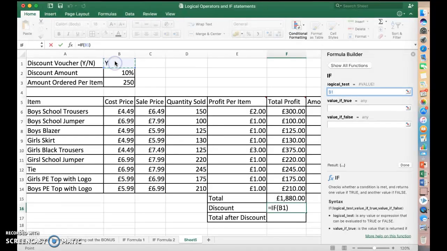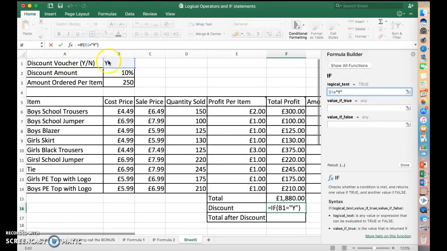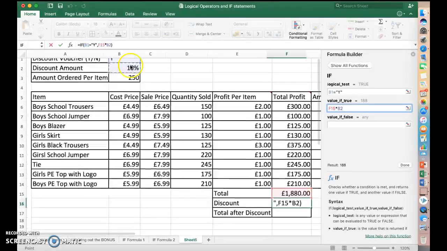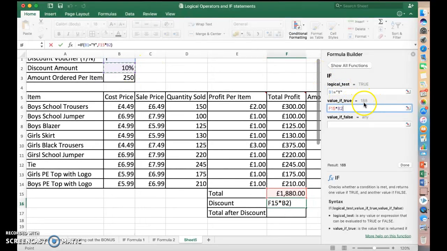If B2 equals, note this, I'm using speech marks because it's text in there, not numbers. And at the moment, you can see the logical test is saying it's true. Yeah, it is true. B1 equals Y because I've got a Y written in there. So if the value of that is true, they deserve 10% off that amount there. So you write value if true, that cell times that cell. In Excel, multiplying anything by a percentage will work it out for you. So that will work out 10%. You see here, 188, 10% of that.